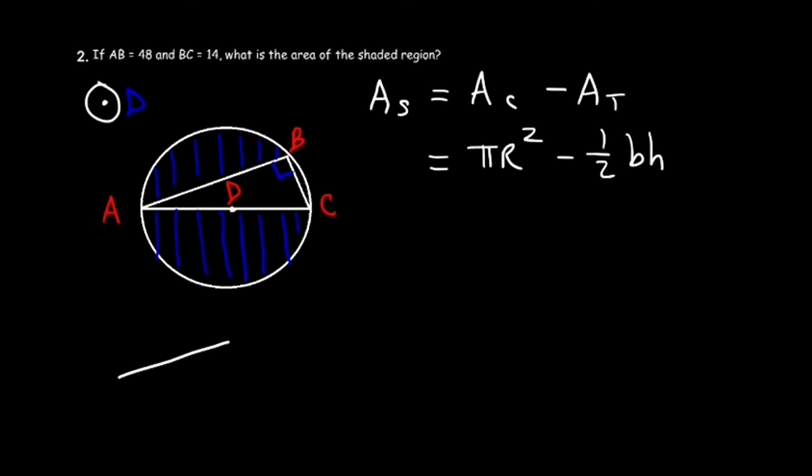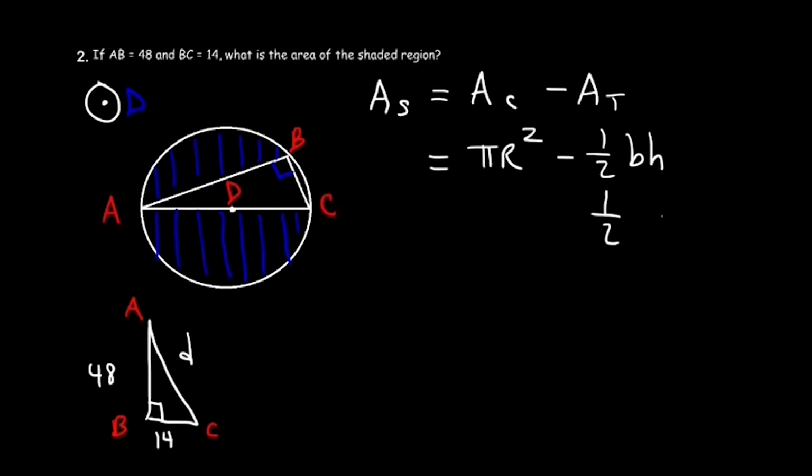So triangle ABC, which looks like this, I'm going to draw it this way. So this is the hypotenuse. This is vertex B, this is A, and this is C. Now AB is 48 and BC is 14. Now notice that AC is the equivalent of the diameter of the circle. If we can calculate the diameter, we can calculate the radius.